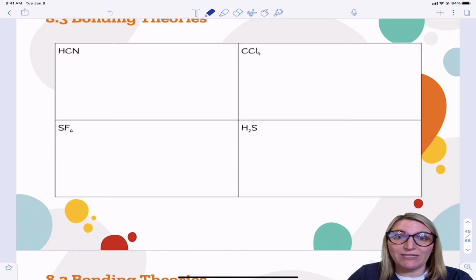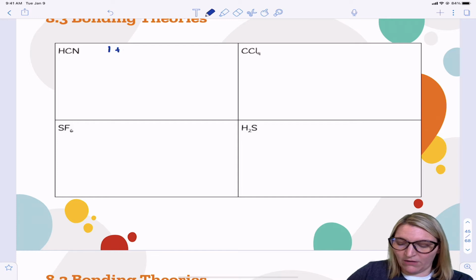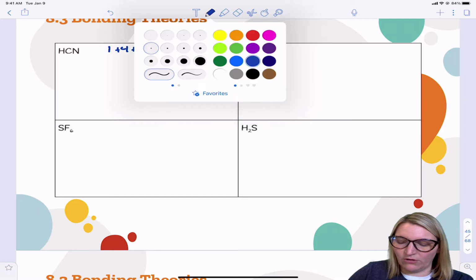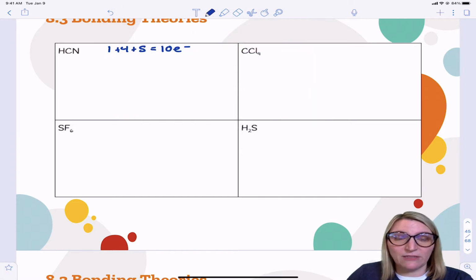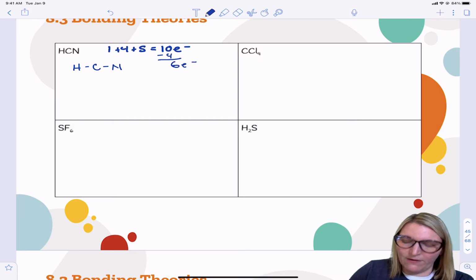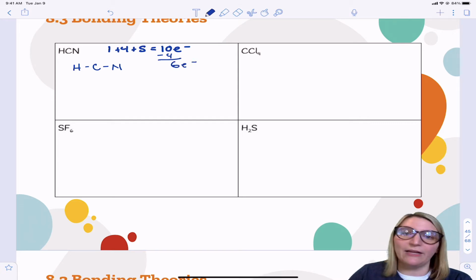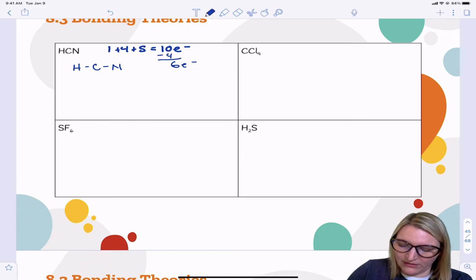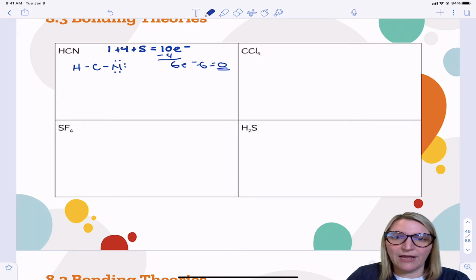So the first step is always counting the total number of valence electrons. Hydrogen has 1, carbon has 4, nitrogen has 5, so a total of 10 electrons. Then I pick the central atom. Of course, we said it's carbon if carbon is in it. I used 4 electrons. That gives me 6 electrons left over. I put them on the outside atoms, but hydrogen doesn't need any more electrons because it is fully stable with just 1 bond. So I minus 6 electrons. I'm out of electrons. Carbon doesn't have a full octet.